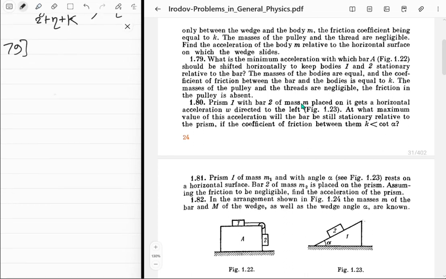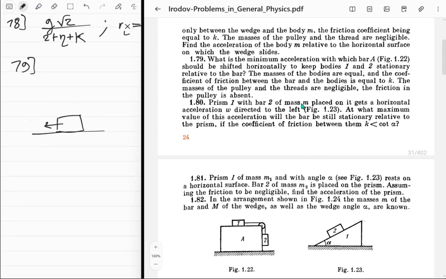With respect to A, if it's going with acceleration A towards the right, then this has a pseudo force, M1A, and there's this tension pushing it in this direction. There might be friction, but we don't know. Wait, we want the minimum. So there will be two critical values that we have to look for, a minimum and a maximum. If I keep on accelerating it too much, it will start going back. And we just want the minimum value.